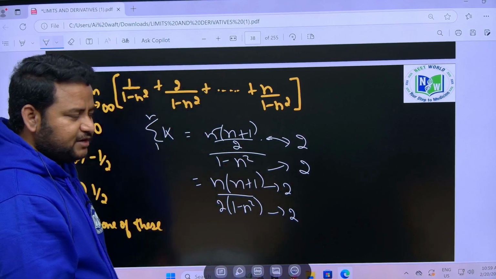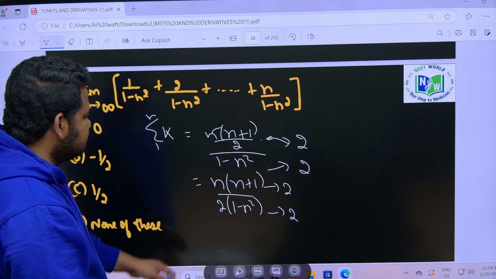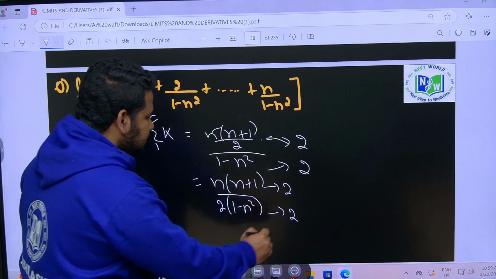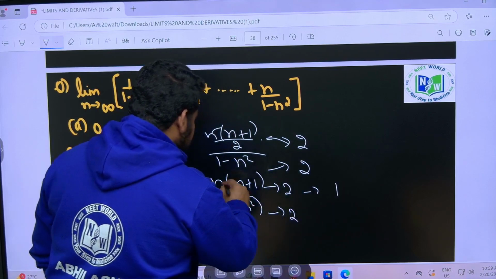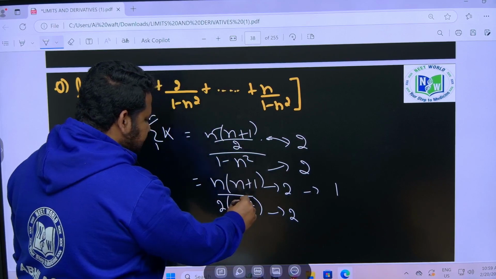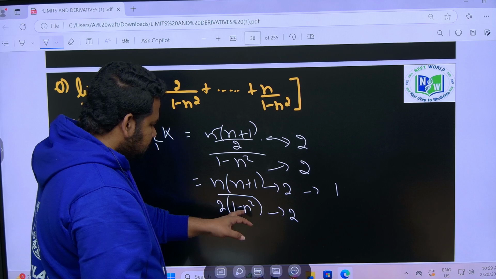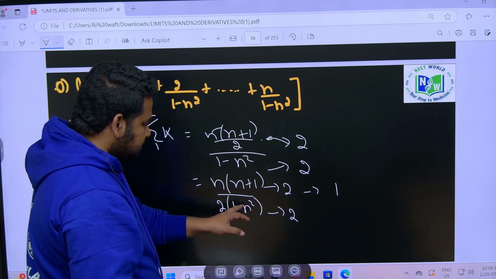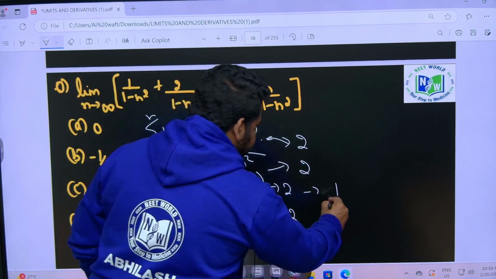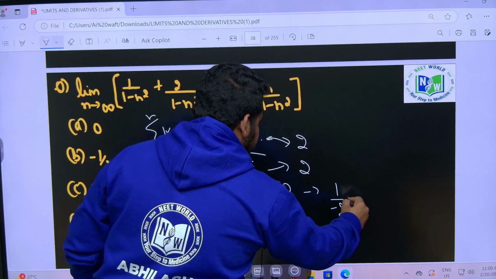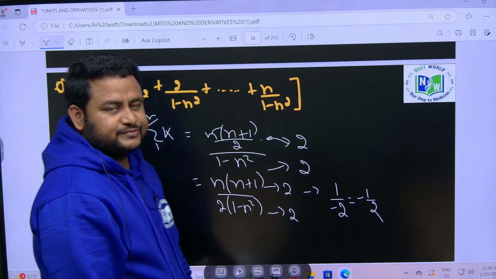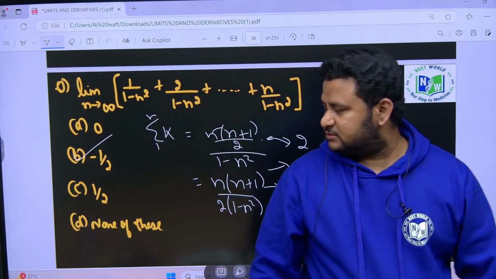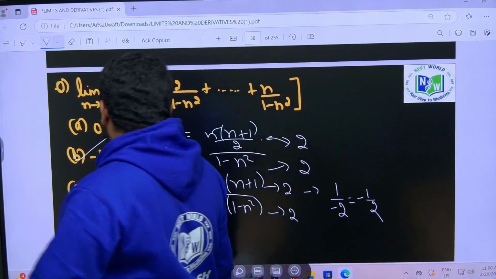So a power m divided by b power n. The coefficient of n square in the numerator is 1. In the denominator, the coefficient of n square is 2 into minus 1, that is minus 2. So the answer is minus 1 by 2. That's all. Got it, friends? The answer is minus 1 by 2. Next question.